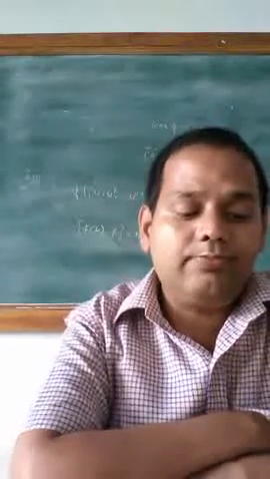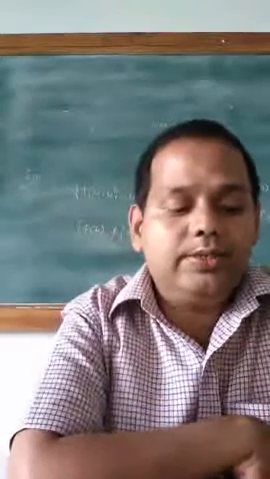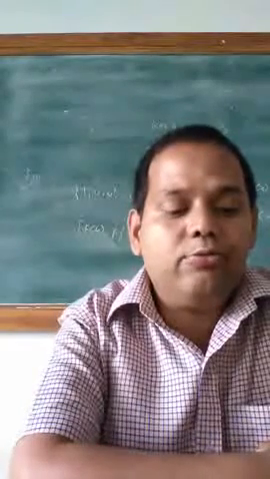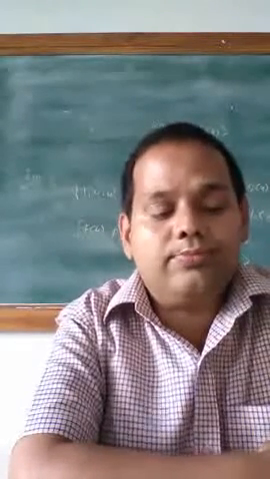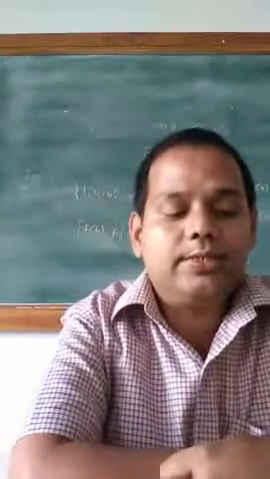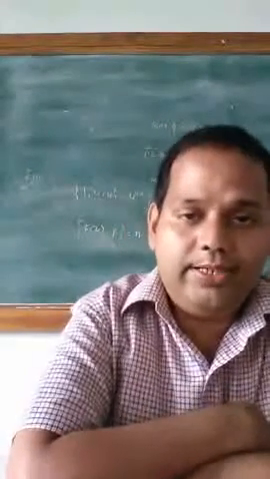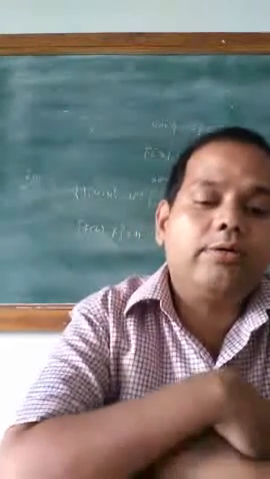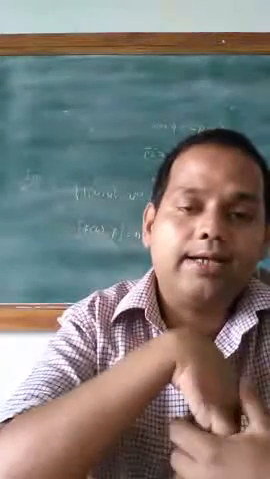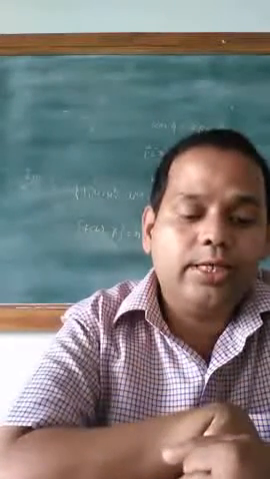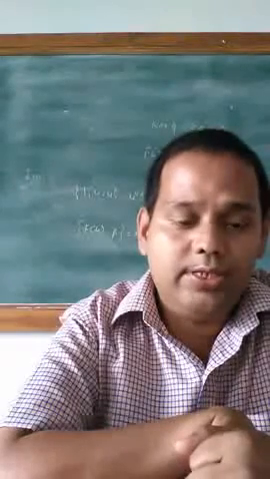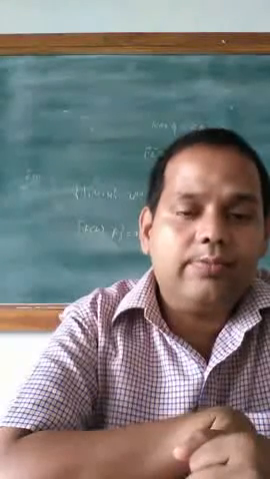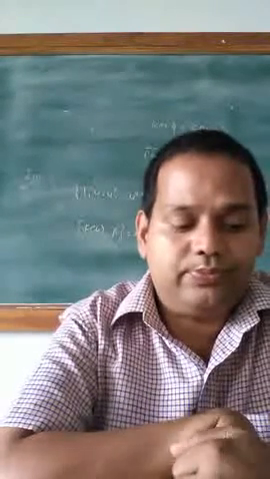There is a theorem: let F be a subfield of E with the fields, and u belongs to E be algebraic over F. Then prove that there exists a unique monic irreducible polynomial p of x belongs to F of x such that p of u is equal to 0.